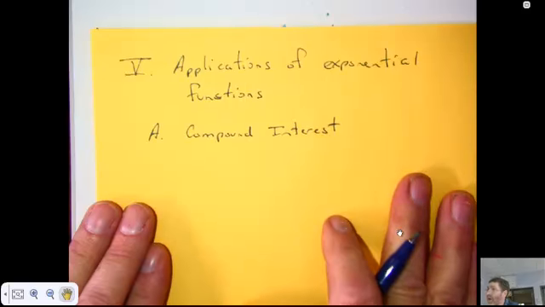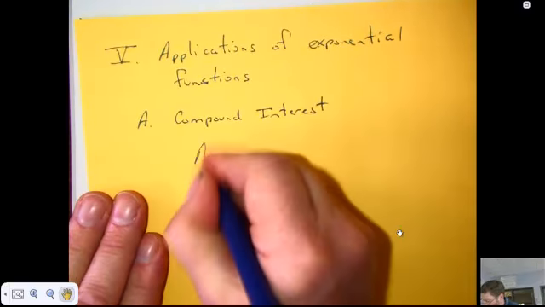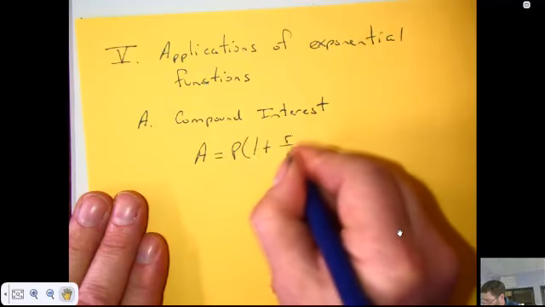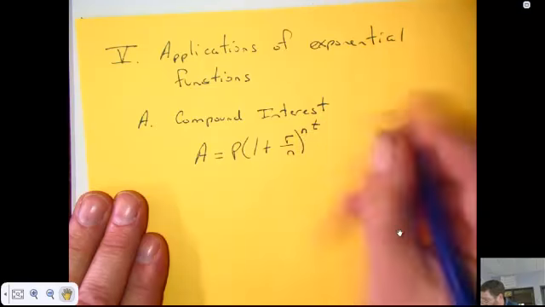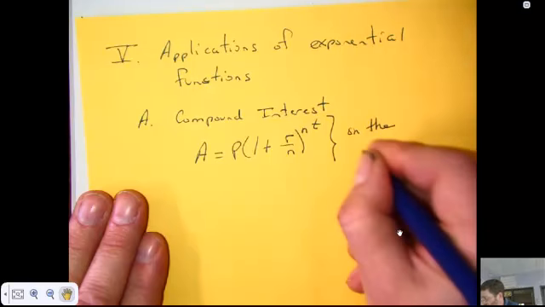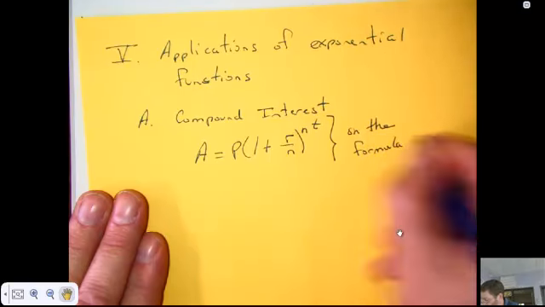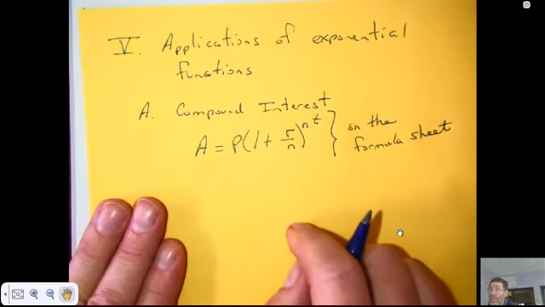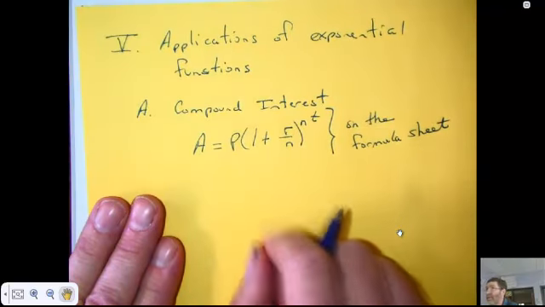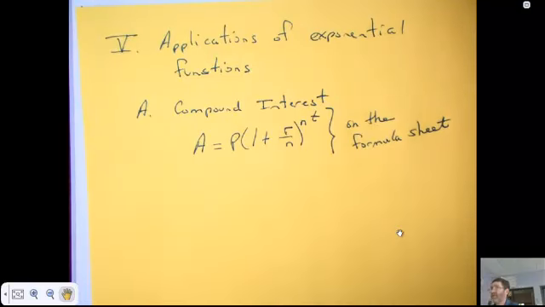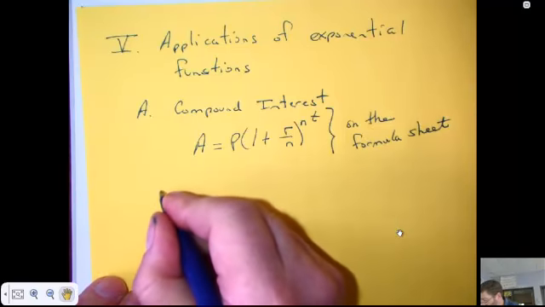Now, the formula for compound interest: A is P times (1 plus r over n) to the nt. This will be on the formula sheet, so you will not have to have that memorized, but you will need to know what each of these variables stands for. So let's run through that.